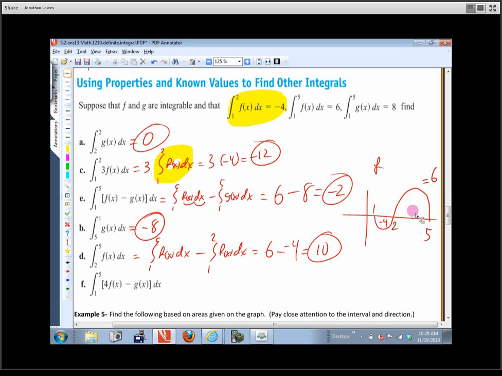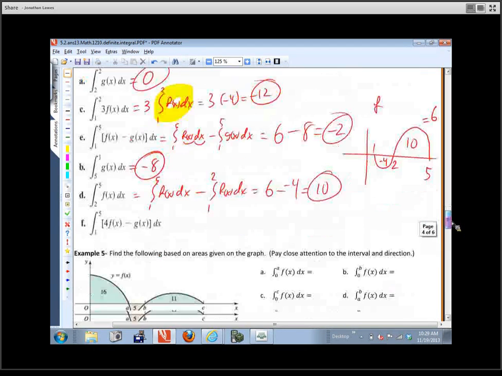Now, that's a simplified example. I'm not saying that's exactly what it looks like. It could certainly go above and below the x-axis on both parts, but that's a simplified view of how you can reason your way to the answer. Any questions?